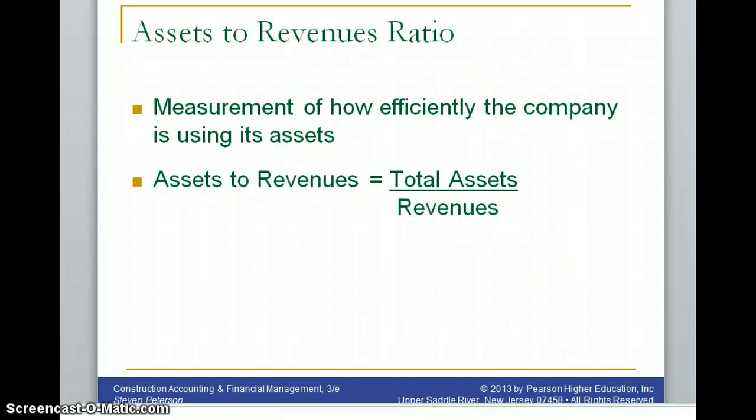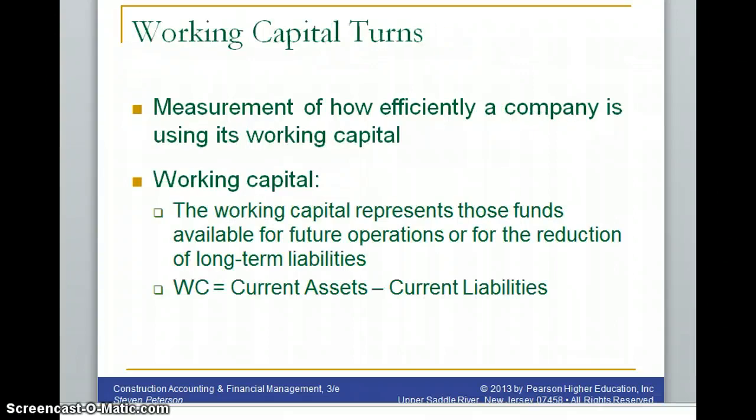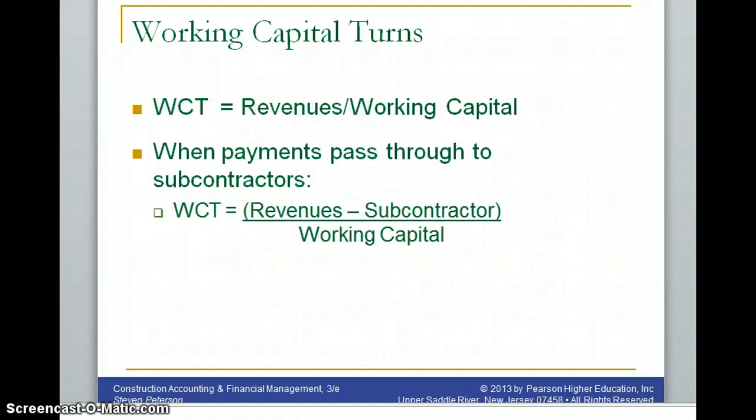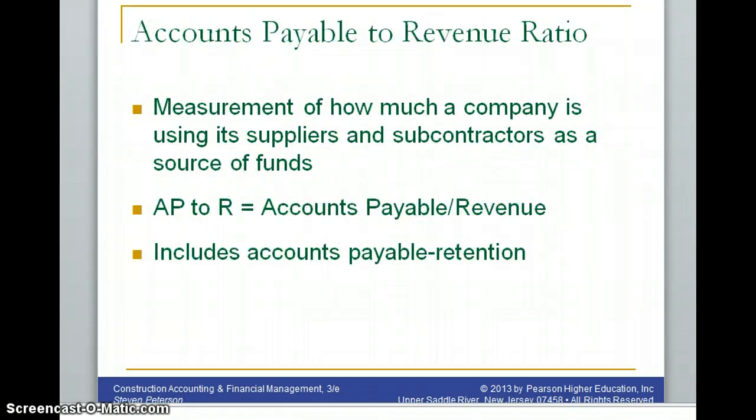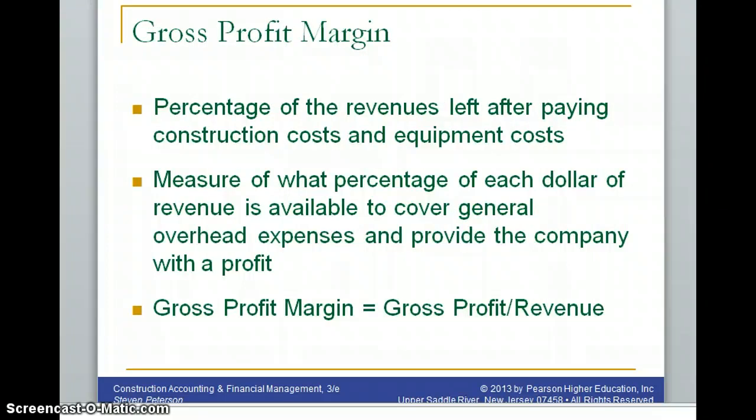Another type of ratio, the assets to revenue ratio. Working capital turns. This measures how efficiently the company is using its working capital. The gross profit margin. This is a very important type of information. This indicates the gross profit margin for a company. Essentially, it is calculated by knowing the gross profit of the company divided by the revenues.